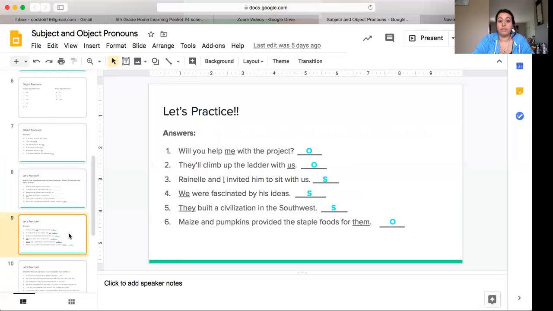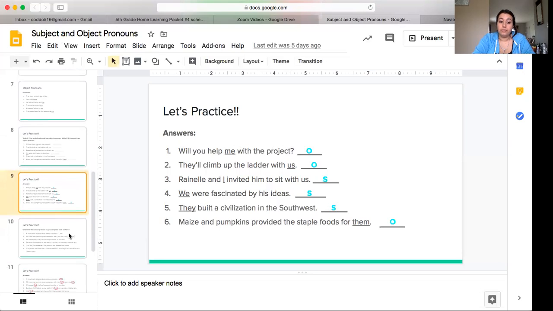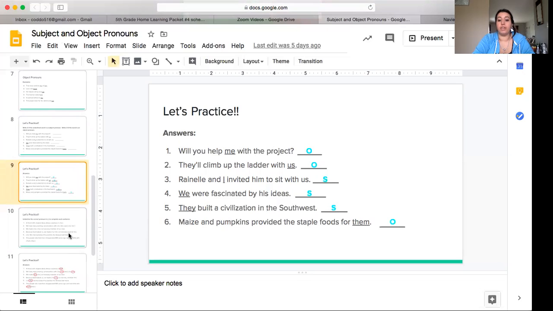Let's check our work. Number 1, will you help me with the project? Me is an object pronoun. Number 2, they'll climb up the ladder with us. Us is an object pronoun. Number 3, Renelle and I invited him to sit with us. I is a subject pronoun. Number 4, we were fascinated by his ideas. We is a subject pronoun. Number 5, they built a civilization in the Southwest. They is a subject pronoun. And number 6, maize and pumpkins provided the staple foods for them. Them is an object pronoun.